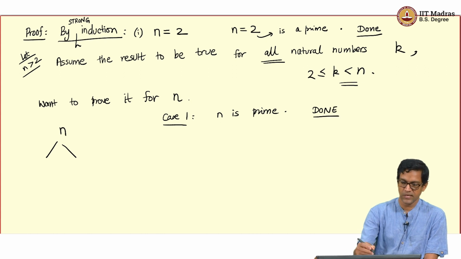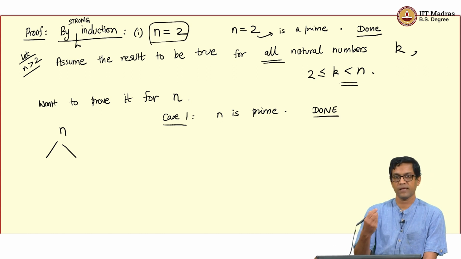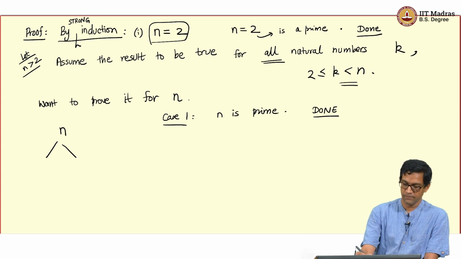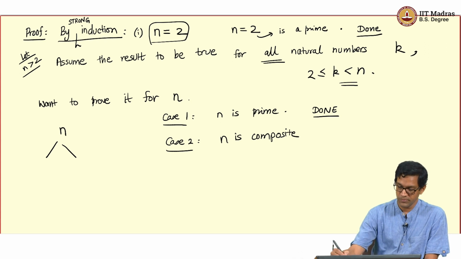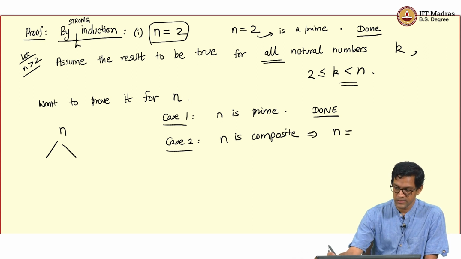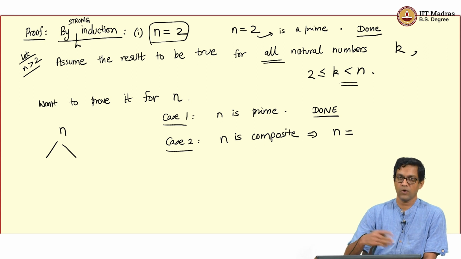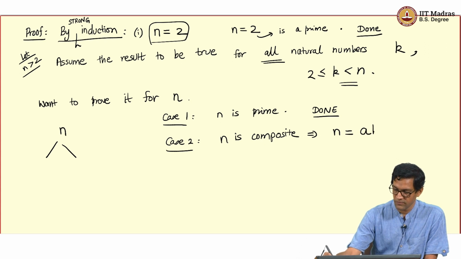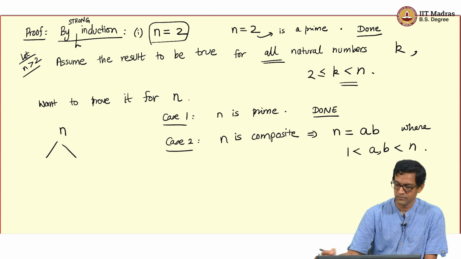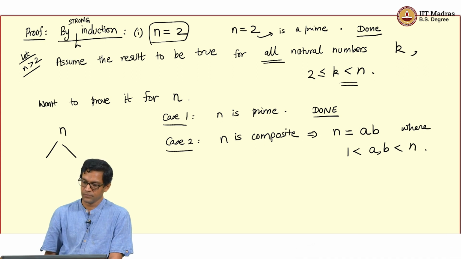The expression is just, in this case n itself is a prime, you have written it as a product of a single prime number. Or case 2, n is not prime, in other words n is composite. Now what does it mean to say n is composite? This means that n has a factor which is not 1 or itself, right, it has a strictly smaller factor. So n can be written as a product of a and b, where a and b are strictly smaller factors. So a and b are not 1, they are not n, they are strictly between 1 and n.